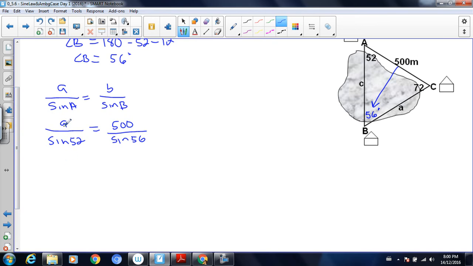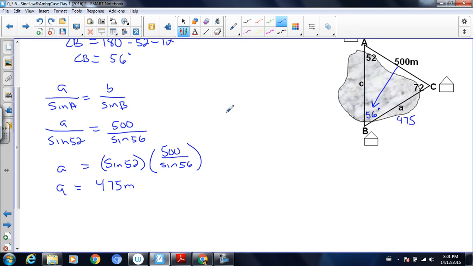So if I brought this over to this side, this is division. When I bring it over, it becomes multiplication. So I can bring sine of 52 over to this side and multiply it to 500 over sine of 56. So now when I go ahead and calculate that, I have 475 meters. So side A is now 475 meters.